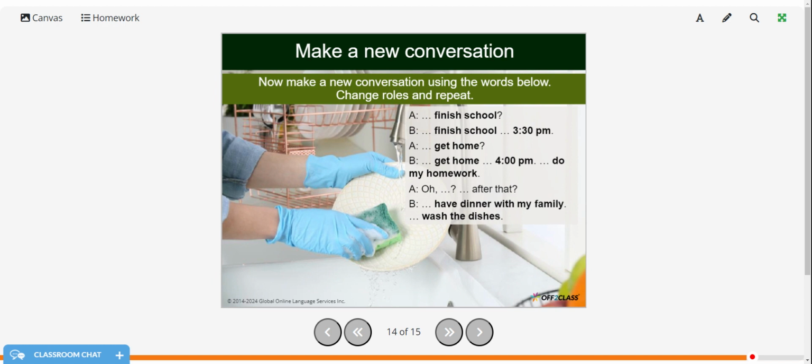All right, now they want us to try and make a new conversation. Now, some of the words are missing and they want you to fill in the blanks. So, the first time I'll read part A and then we'll switch. What time do you finish school? What time do you usually get home? Oh, yeah? What do you do after that?